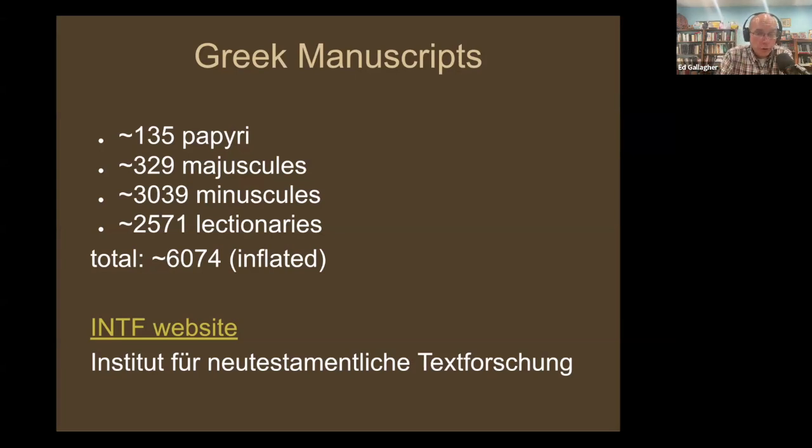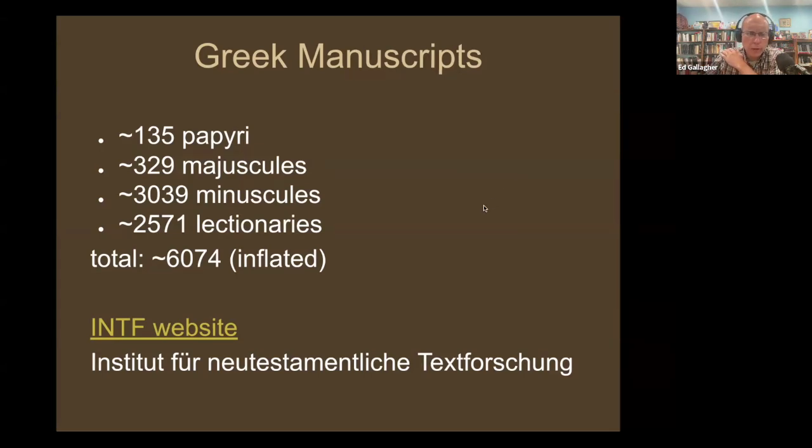Now, it also has a number. Codex Sinaiticus also has a number, as all the manuscripts have numbers. So it's also 01. That is the number assigned to it. But usually in a critical apparatus, you're not going to find Sinaiticus cited as 01. You're going to find it cited as Aleph. Okay, so they all have numbers. Some manuscripts have letters, especially if they're famous manuscripts.